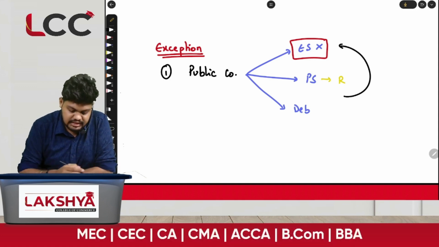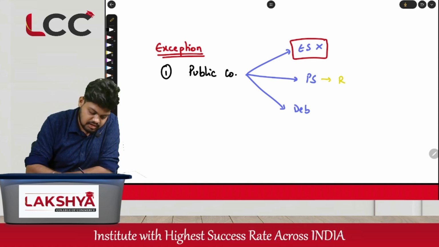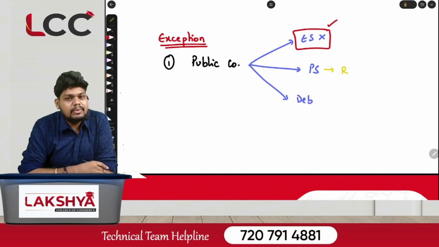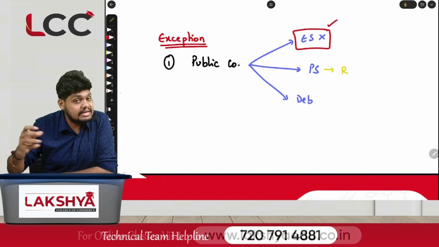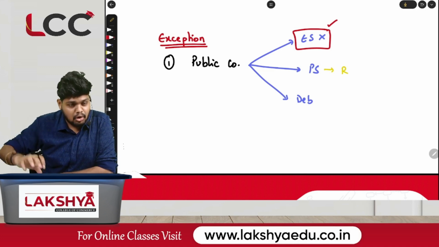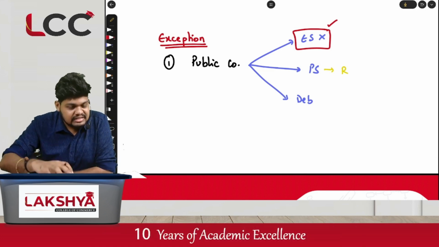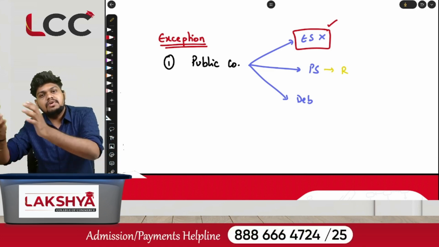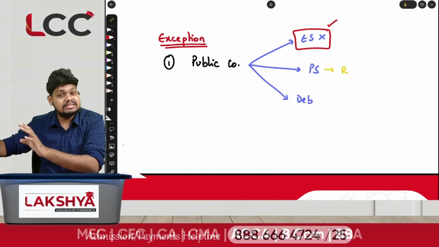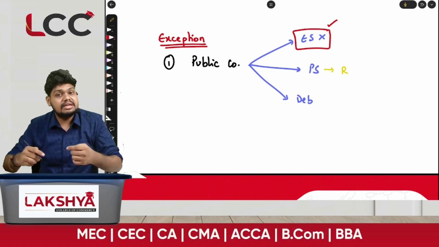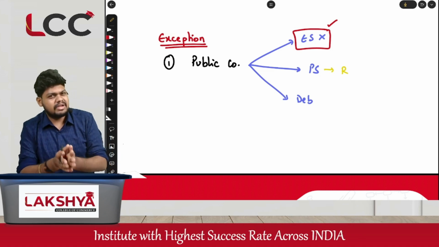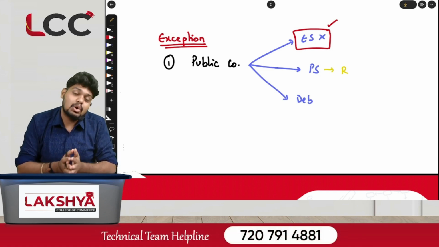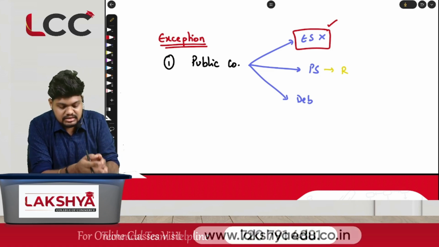Now the Companies Act states that if it is a public company and it has issued equity shares, and those equity shares are listed on a recognized stock exchange, or it has issued other securities that will be converted into equity shares in the future, I'll still consider that company as a listed company. So what do you mean by exception here, sir? When will it not be considered as a listed company?